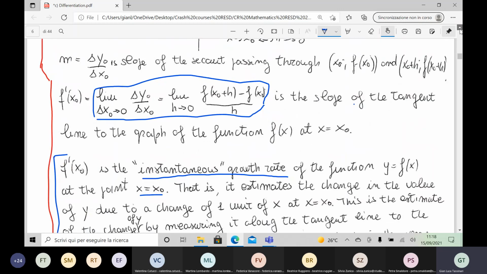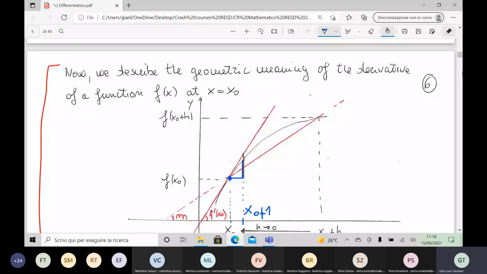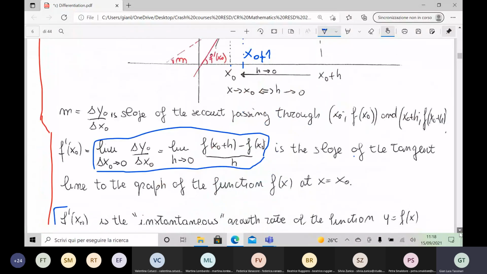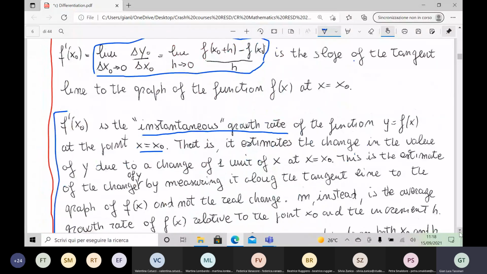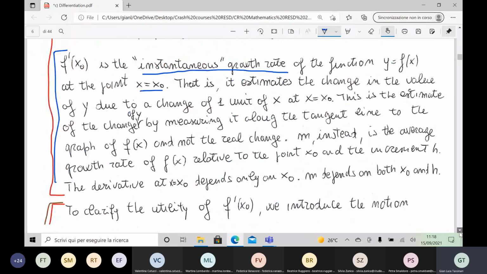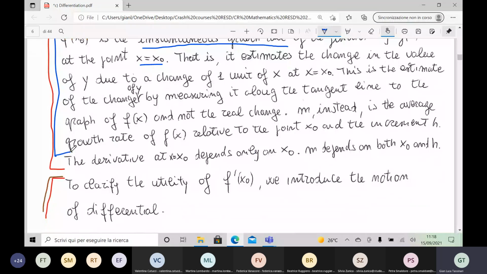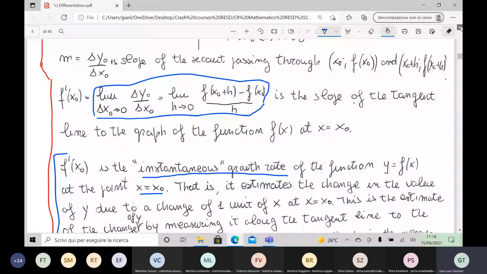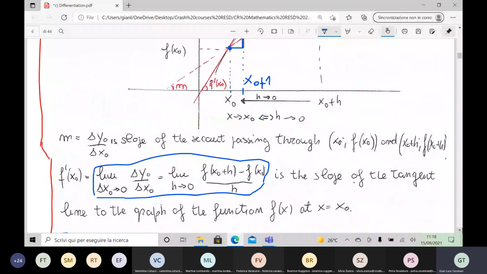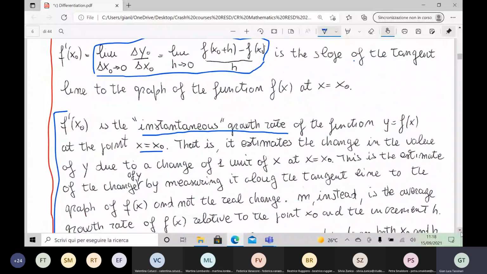Okay, so I told you this part is very important. You can skip all the other things. So look at this picture, and only at the things that I added here. I provided the explanation also on the graph. Why? The notion of derivative is strictly linked to the notion of differential. So to clarify the utility of the derivative at x0, we introduce the notion of differential. And so I will explain again.